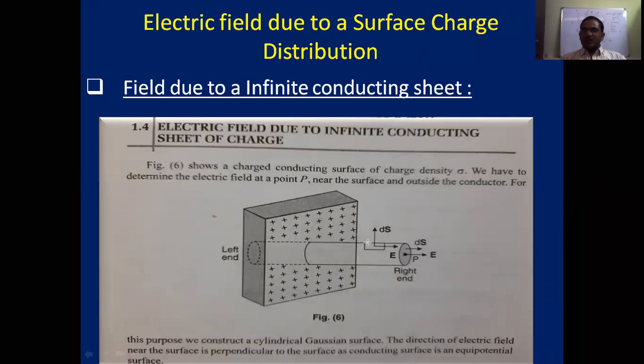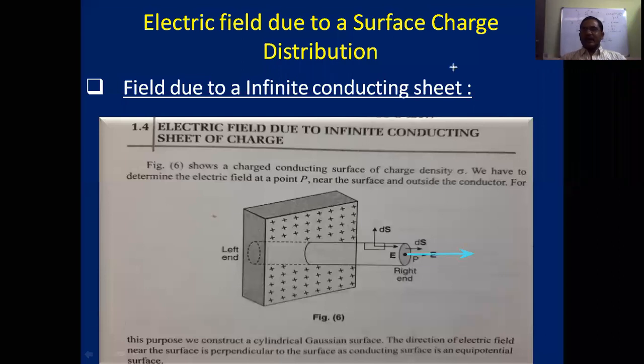And what is the total flux here, sir? The total flux through the closed surface is the flux through the left end, flux through the right end cap, and flux through the curved surface. Okay, now first you consider the right hand end, sir. At the right end, what is the direction of ds bar? This is the direction of ds bar.